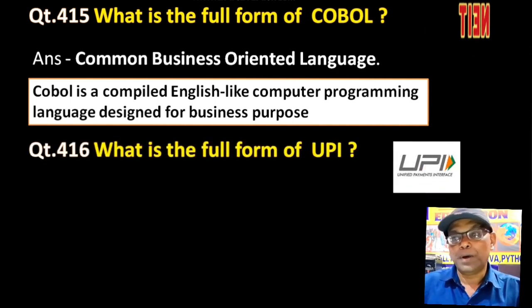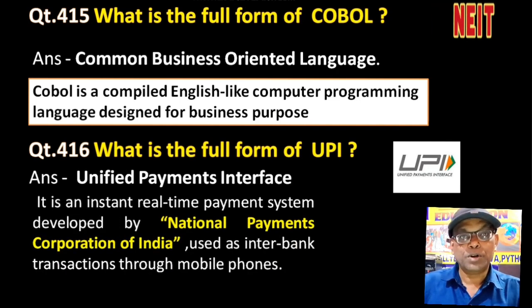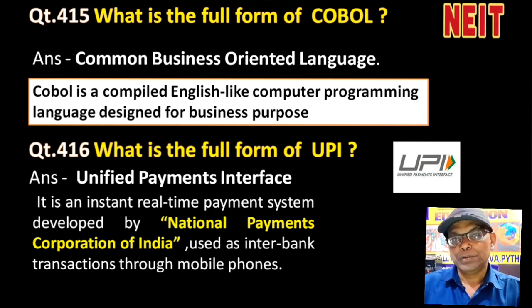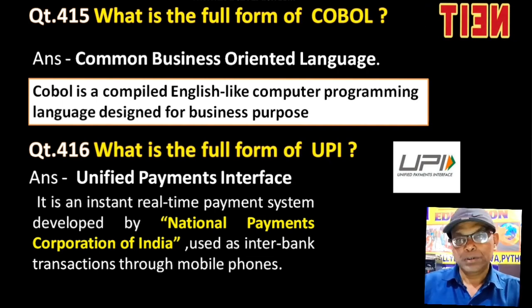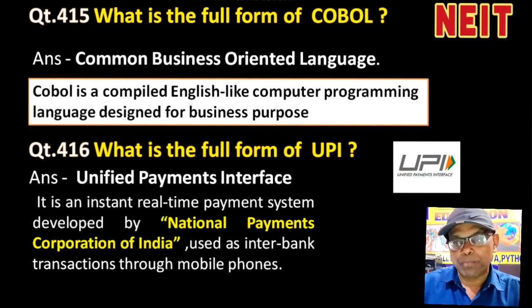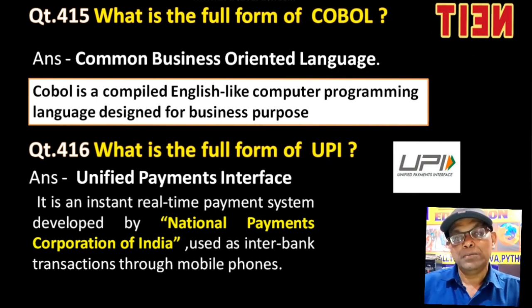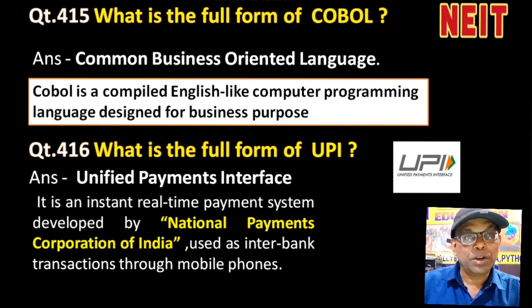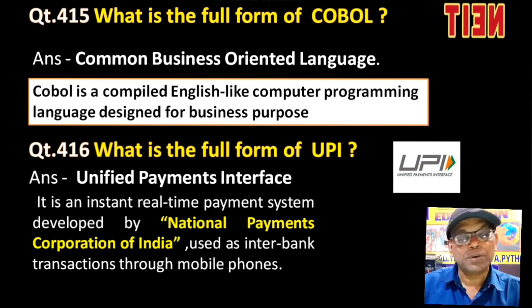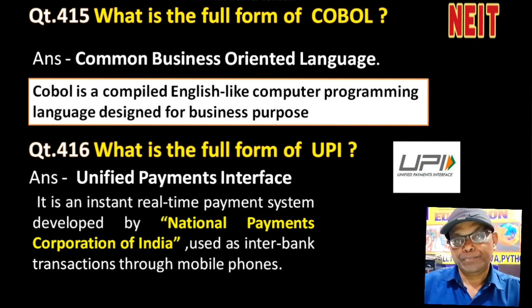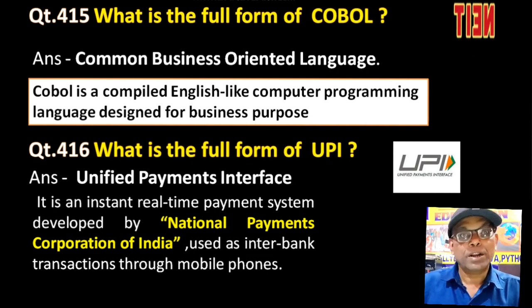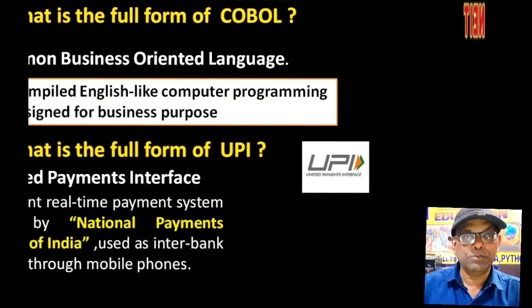Then the next question is, what is the full form of UPI? This is a very important question. You are using UPI, Bhim UPI, for money transfer. Unified Payments Interface. It is an instant real-time payment system developed by the National Payments Corporation of India, used for interbank transactions through mobile phones. Examples are Bhim UPI, Bharat Interface for Money app, PhonePe, Google Pay. Normally we are using UPI for transferring money from one account to another account.